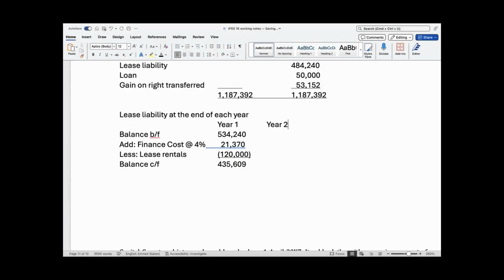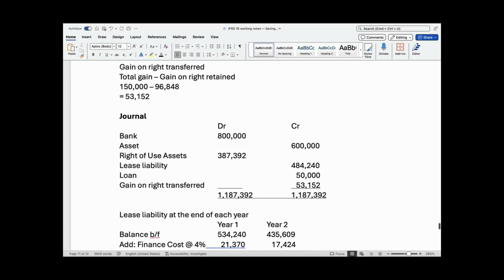And in year two, we have 435,609. We'll multiply that by 4%. That will give us 17,424. Remove the lease rentals. That gives us 333,033. So let me stop in here too.